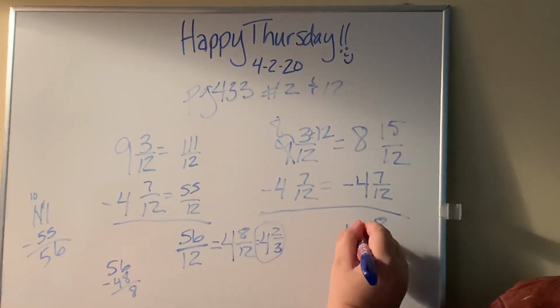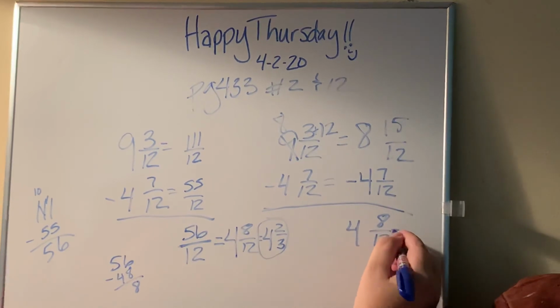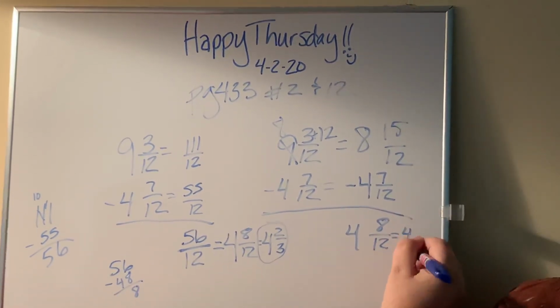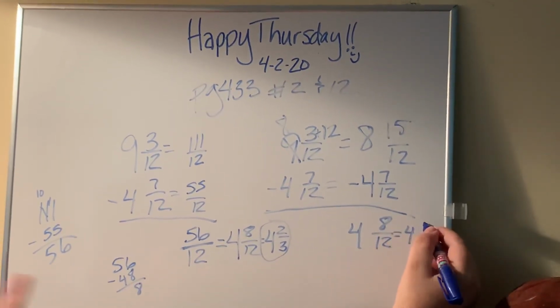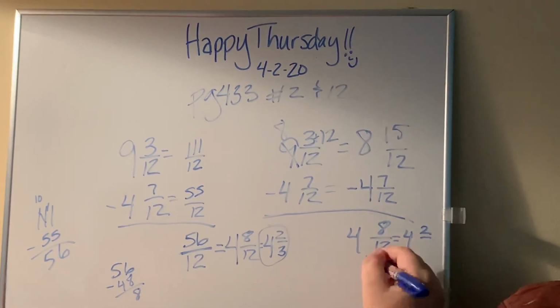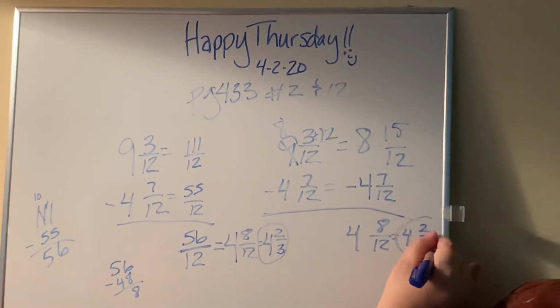Okay. 15 minus 7 leaves me with 8 twelfths. 8 minus 4 leaves me with 4. I cannot leave it like this, so again, I have to reduce. How many times will 4 go into 8? It'll go 2 times. How many times will it go into 12? It'll go 3, and there is your answer.